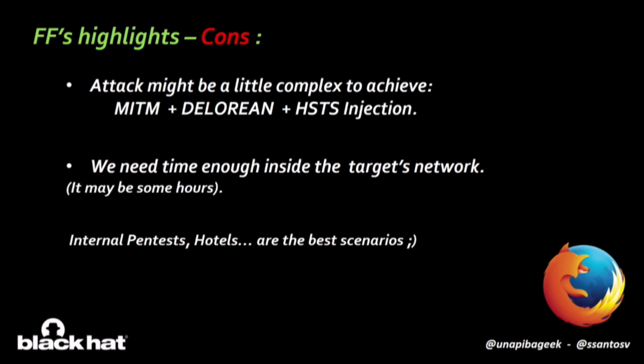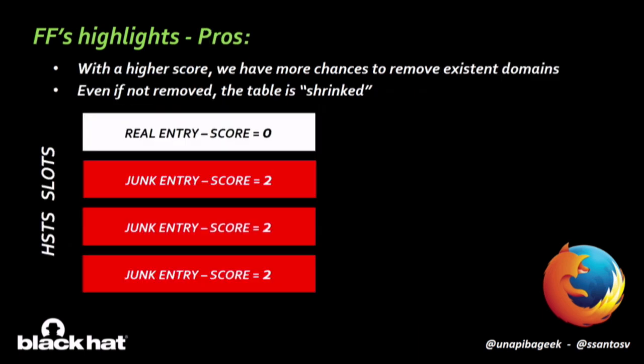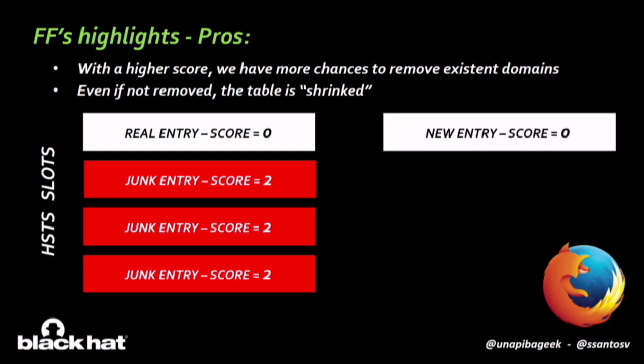So if you try this attack for maybe a day, maybe 2 days, maybe 3 days, the success arises because, although you don't choose which domains you're evicting, of course, the lower the score, the easier they are evicted from this table. And with a higher score of our own domains, we have more chances to remove existing domains. But even if it doesn't work, it has a very interesting side effect. When you have a lot of entries with a high score, they are less likely to be removed.